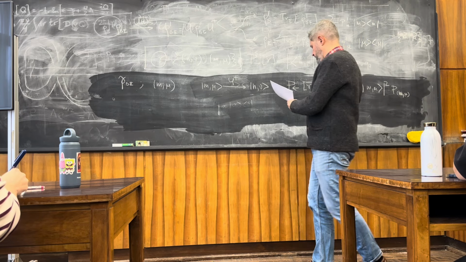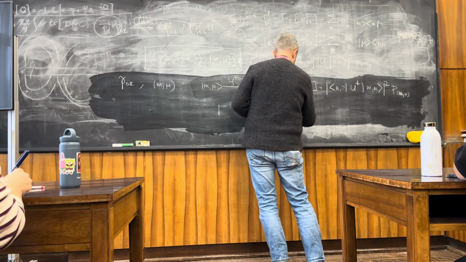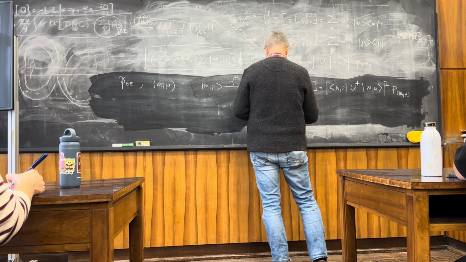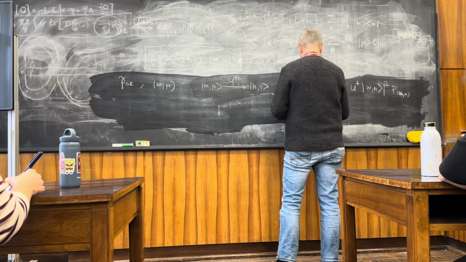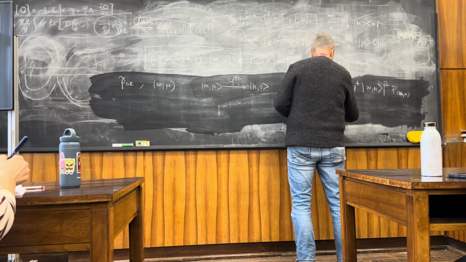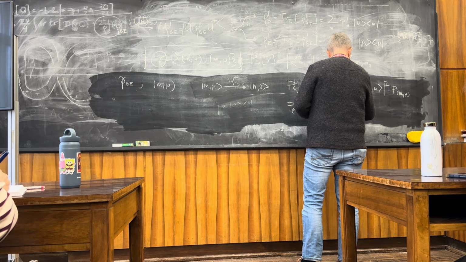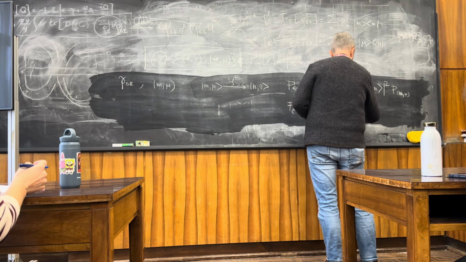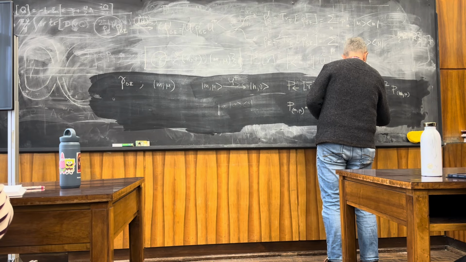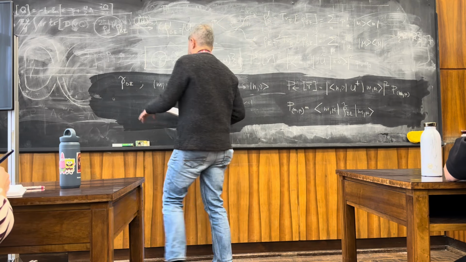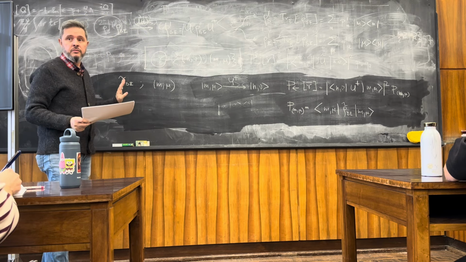And this probability is what? It is p of n and mu, equal to n mu tilde system environment n mu. Because I didn't tell you what this is.